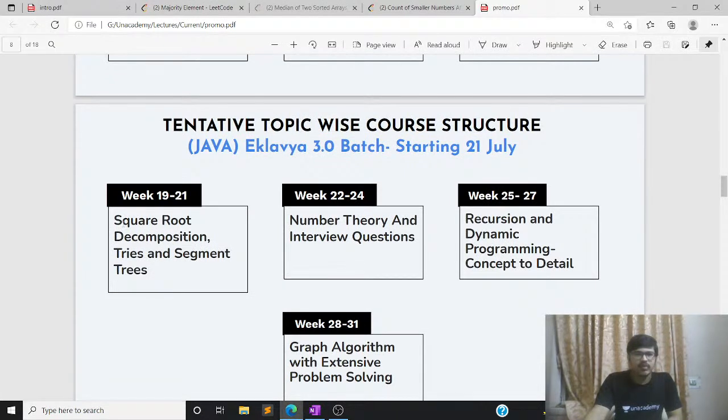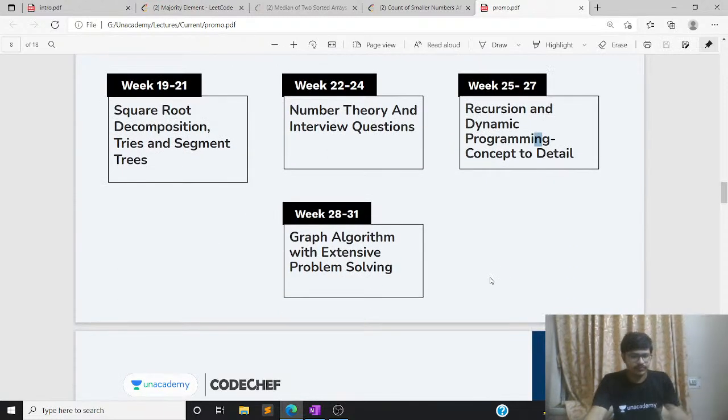Then you can see square root decomposition, tries, segment trees, some advanced topics we will solve after this. Then you have number theory and interview problems, recursion, dynamic programming. Then we have graph algorithms with a lot of problem solving. These are mainly focused on problem solving.